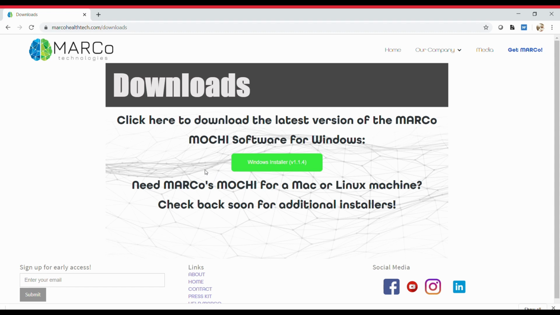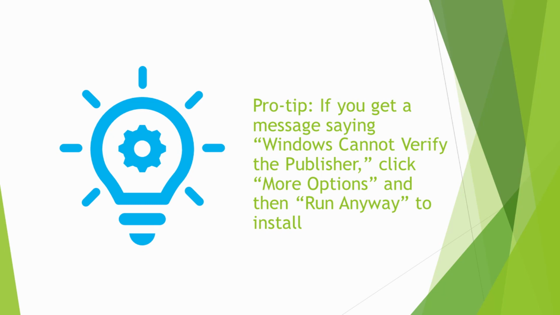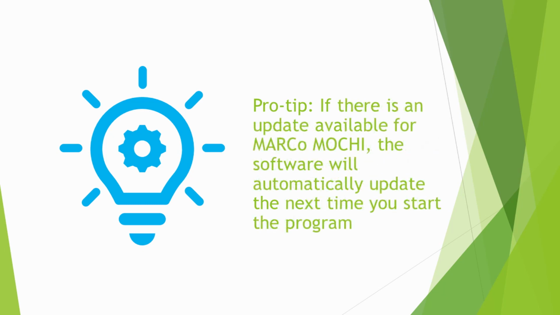Once the installer has finished downloading, you can click on it to start the install. If you are prompted that you could not verify the operating system, tap Run Anyway. Once MOCHI is installed on your computer once, you will not have to install it again. When updates are available, the software will automatically update itself.